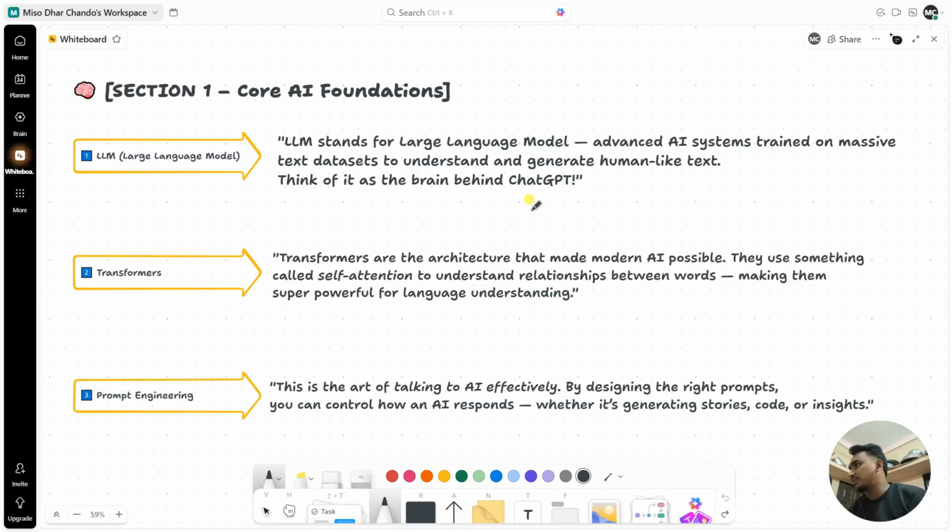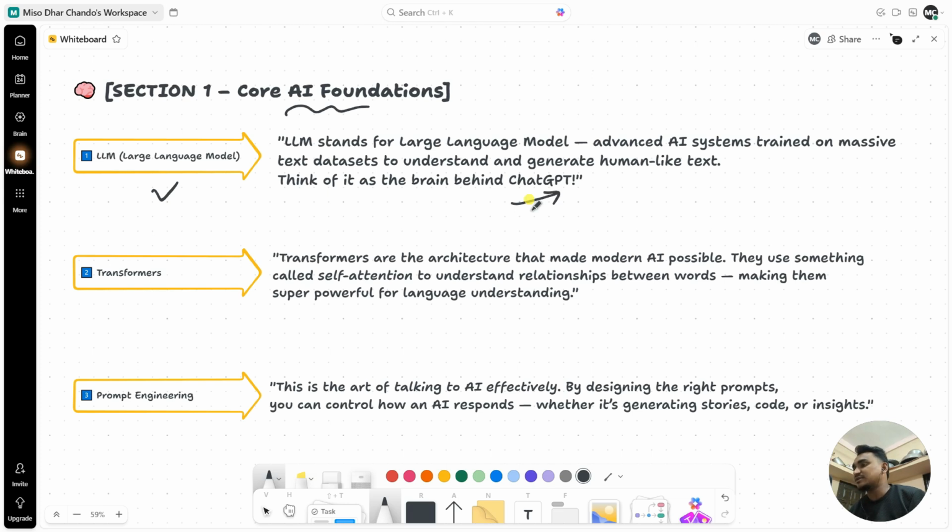I divided the 12 terms into 4 sections. In section number one, let's see the core AI foundations. The first one is the large language model, I mean LLMs. LLMs stand for large language model, an advanced AI system trained on massive text datasets to understand and generate human-like text. Think of it as the brain behind ChatGPT.